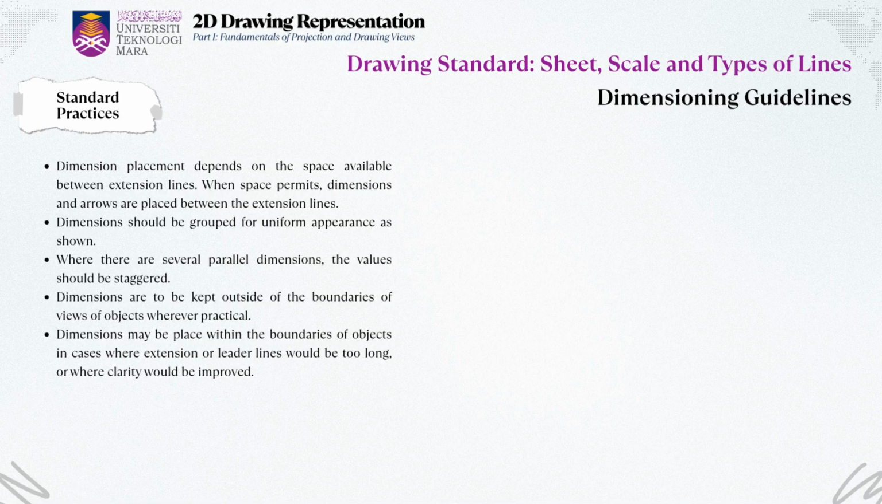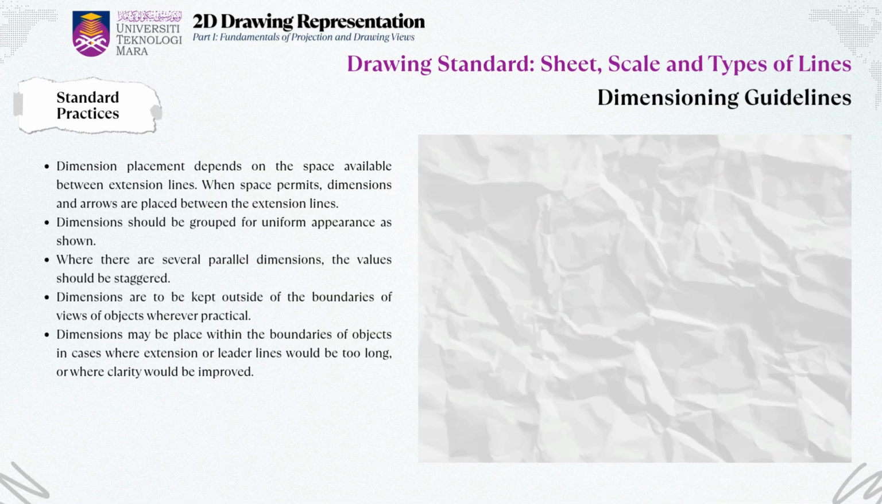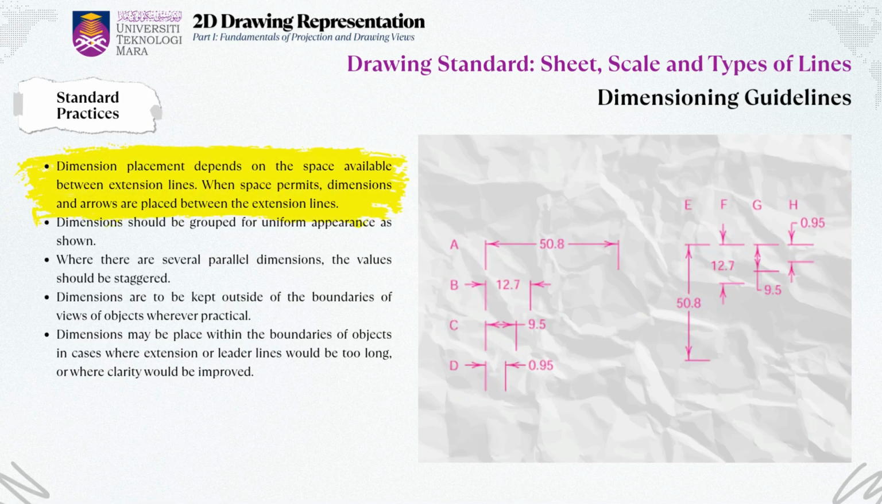Let's now go over some standard practices for placing dimensions on technical drawings. This part is very important, not just for making your drawings look neat, but also to make sure your design is clearly understood by the person who needs to build or inspect the part. First, dimension placement depends on the space available between the extension lines. Extension lines are those thin lines that extend from the part's edges to show where the measurement starts and ends. If there's enough space between these lines, the dimension numbers and arrowhead should be placed neatly in between them. This keeps everything compact and easy to read.